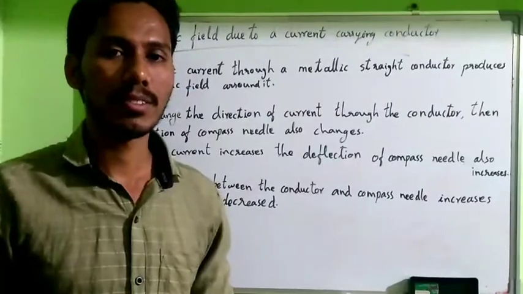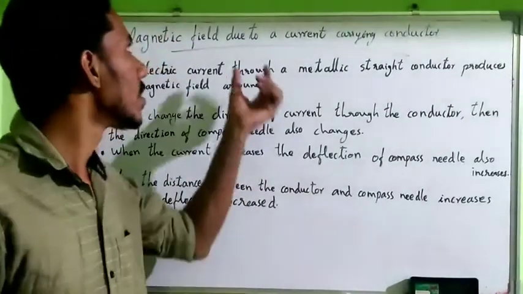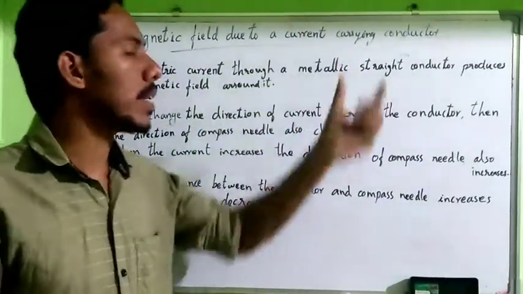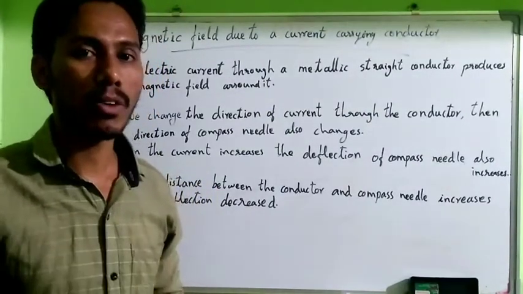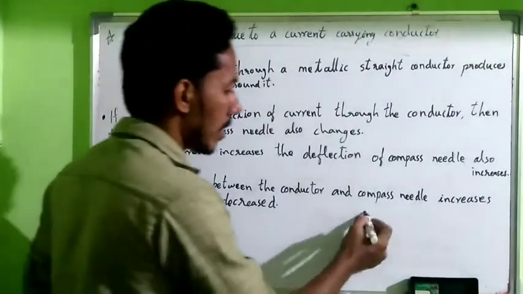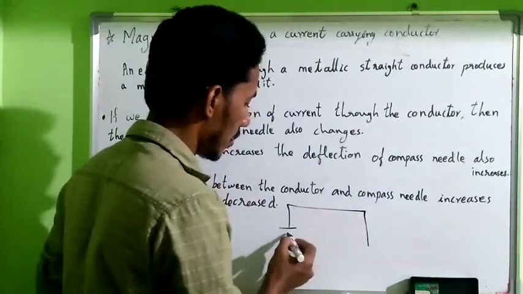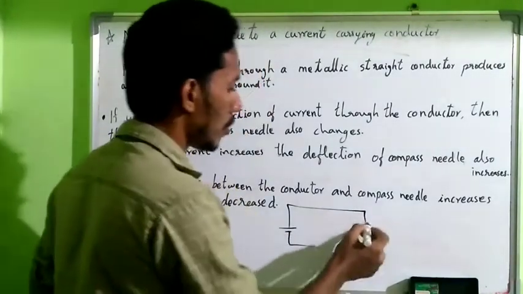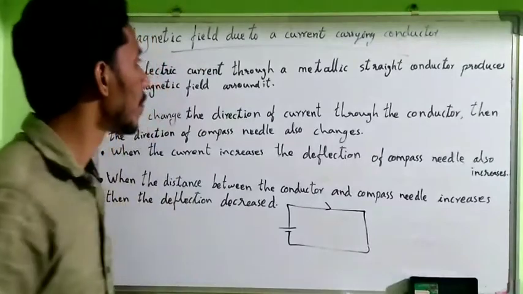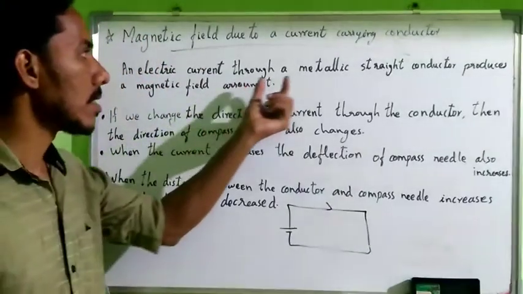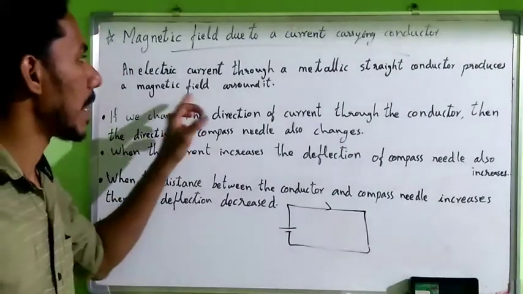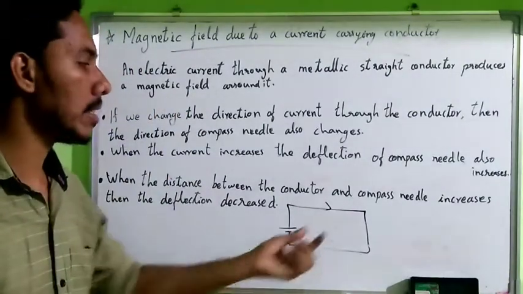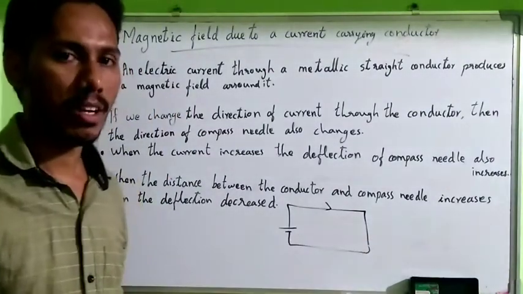Hi students, today we have to discuss the magnetic field due to a current carrying conductor. We want to study more about the current carrying conductor. It produces a magnetic field. An electric current through a metallic straight conductor produces a magnetic field around it. We can find it by using a compass needle.